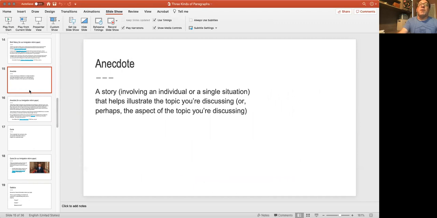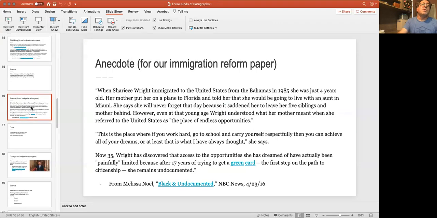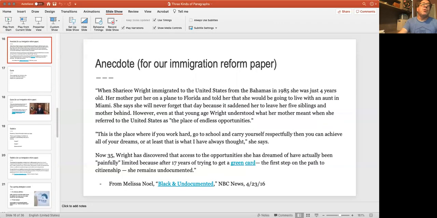And then an anecdote might be good, right? So a story involving an individual or a single situation, helping to illustrate the topic you're discussing. And I found this, I thought this was a particularly interesting story. So this is somebody who came over from the Bahamas as a 4-year-old.